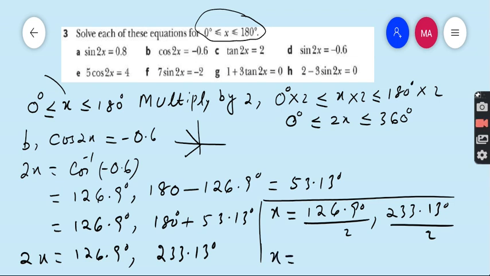Therefore, x is equals to first value is 63.4 and second value is 116.6 after rounding off, and you can see our final answer lies in the given domain, that is from 0 to 180 degrees. I hope you completely understand part B. Come to part C.